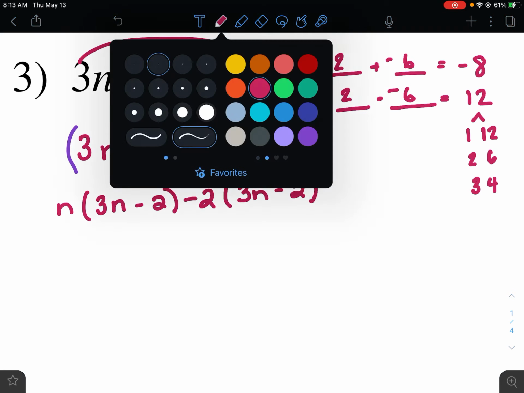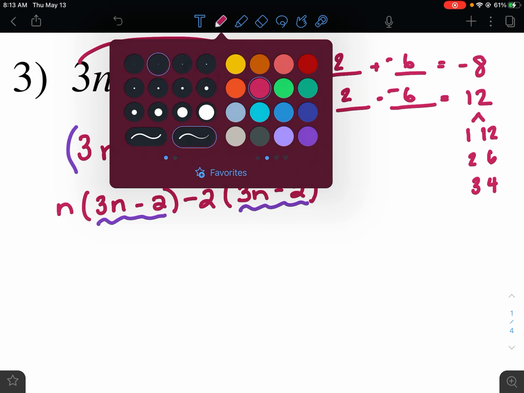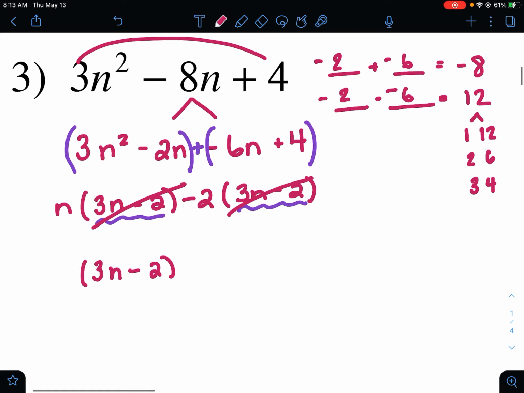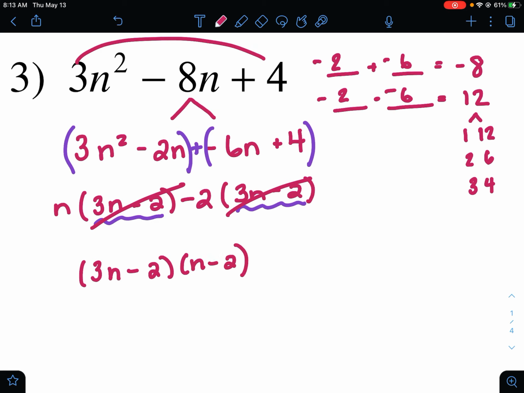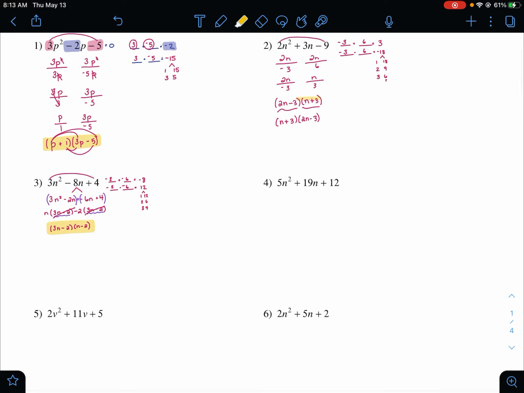Now this is where you can check your work. Look, 3n minus 2 in parentheses, 3n minus 2. You don't purposefully just write down that they're the same, but you need them to be the same. And if they are, you're doing this right. So we're going to write down that factor that is the same, so my 3n minus 2, and then look at what I'm left with, n minus 2. And there's your factored expression. Okay, so 2 different ways to do the same problem.